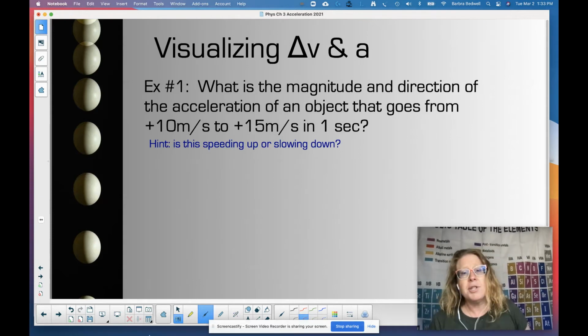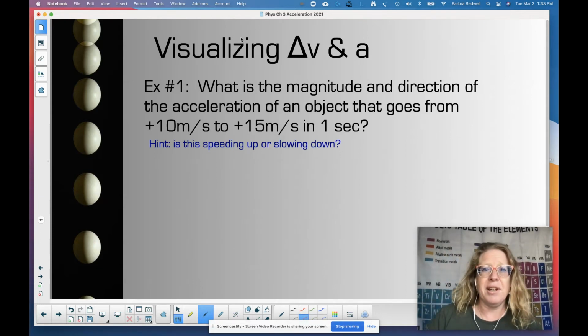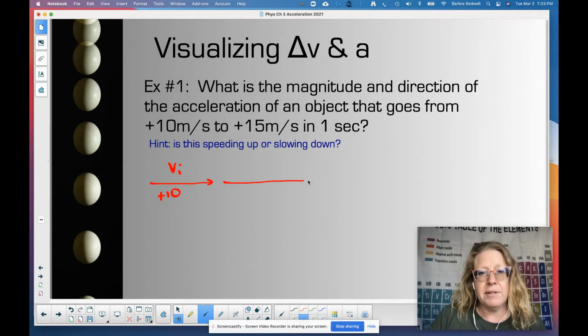All right, so if we're trying to figure out what delta V is, and then we can use that to calculate acceleration, what's the magnitude and direction of acceleration of an object that goes from 10 meters per second to 15 meters per second in 1 second? Okay, so again, these are both positive. So here's our VI. Say VI is equal to plus 10. And then our VF, like that, is equal to plus 15.